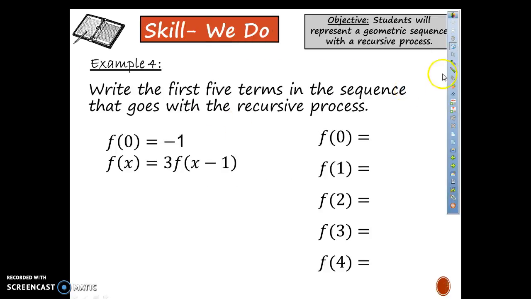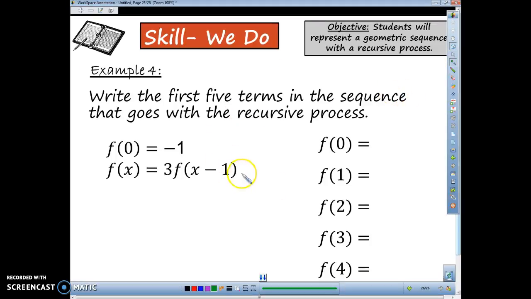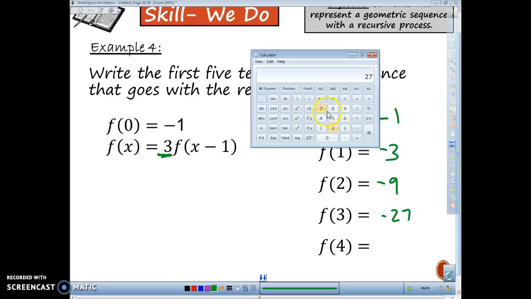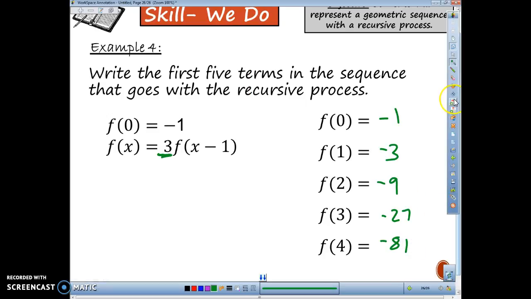For these next examples, they're just like what we did yesterday. Go ahead and please write this down. You're going to start with your f of 0 value, that's -1. And here in the recursive process, they tell you that your r is 3. So -1 times 3 is -3. -3 times 3 is -9. -9 times 3 is -27. And -27 times 3, oh dang, I'm going to whip out my calculator for that one. I don't have that one on deck. 81. I should know that. Okay, so that is this example. That's how you construct the first 4 terms.